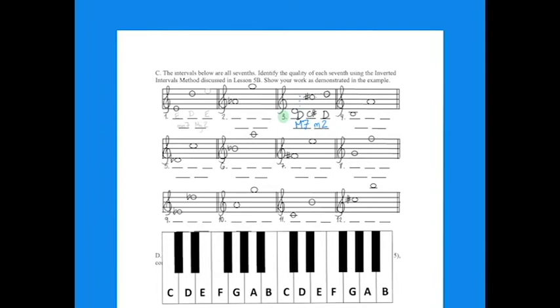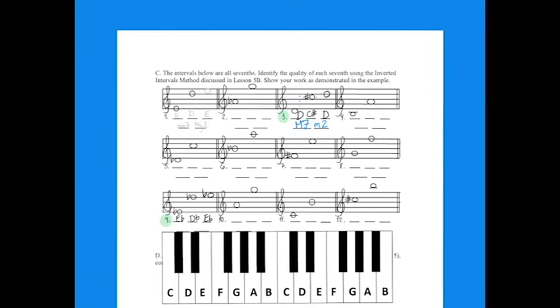Now let's take a look at number 9. So here we have E flat, D flat, and then we know that we're going to have to move the bottom note up, so we're going to have another E flat, and we're going to find the higher position of E flat on the staff, like that.